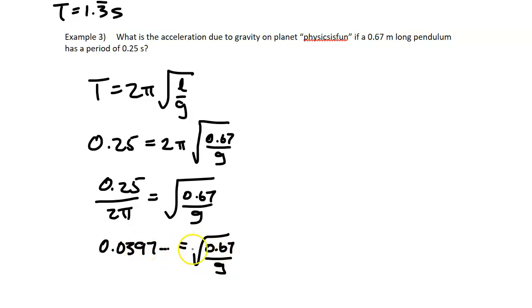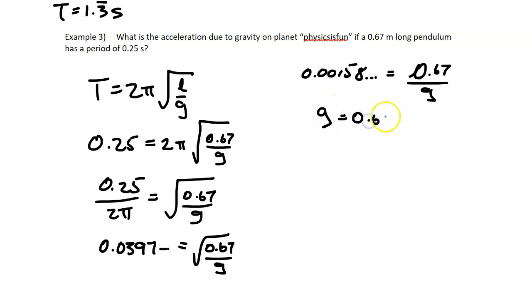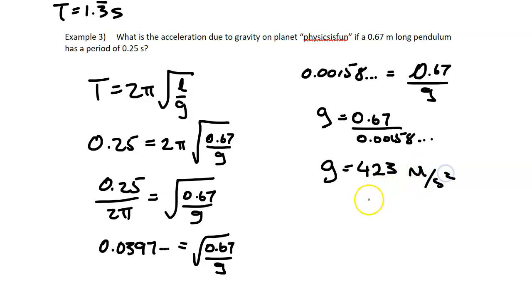We'll now need to square everything, and when you square both sides, you're keeping your calculator answer in this, and then you're going to multiply by G, divide by the answer you've already got on the left side. So G is equal to 0.67 divided by 0.00158, and again keeping the calculator answer, you wind up with an answer that is actually very huge, 4233 meters per second squared.